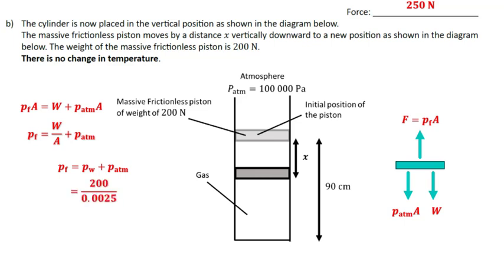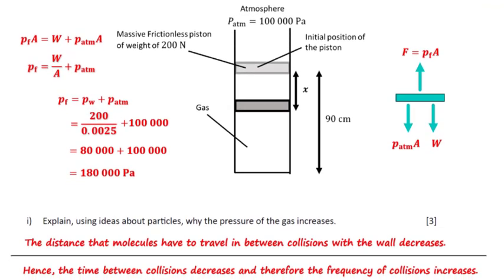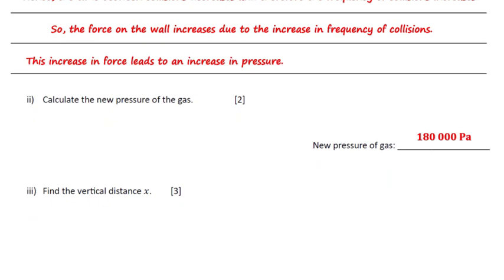Alors, pressure from weight, c'est simplement, on prend weight là, divisé par cross-sectional area, qui est 0.0025. Et puis, ensuite, avec atmospheric pressure, which is 100,000 Pascal. Et là, il donne nous 80 000 plus 100 000, qui fait nous 180 000 Pascal.